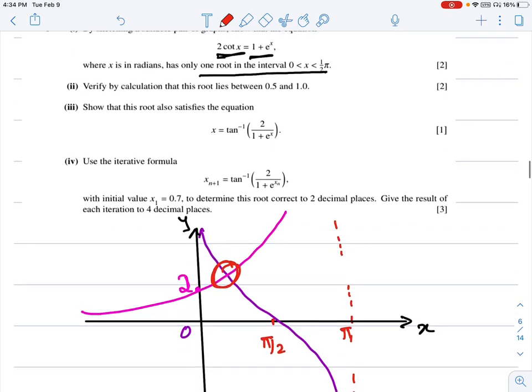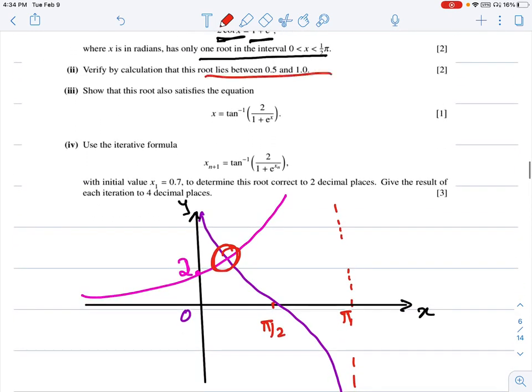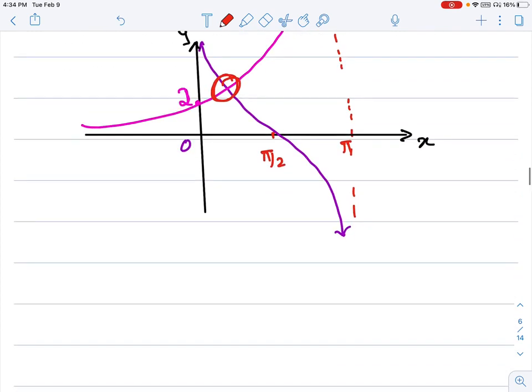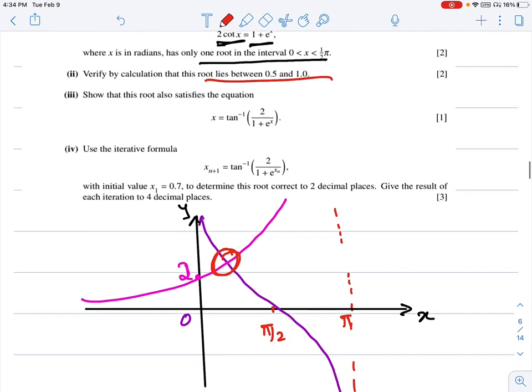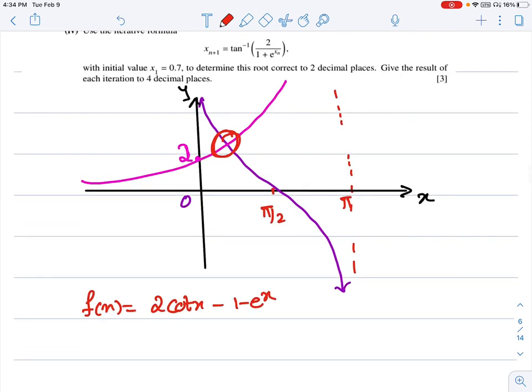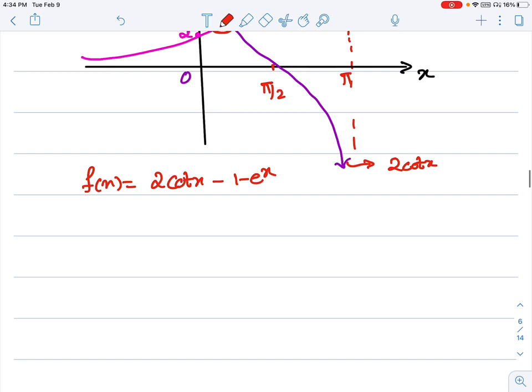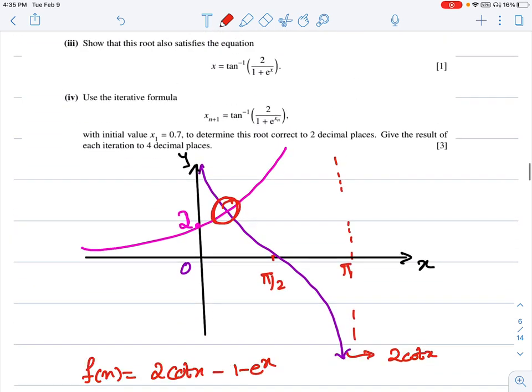Verify with the calculation that this root lies between 0.5 and 1. So f of x is equal to 2 cot x minus 1 minus e power x. Basically 2 cot x or cot x doesn't make any difference. Even if you are sketching the graph, I draw it out in the same way as cot x. Now what I have to prove is that this root lies between 0.5 and 1.